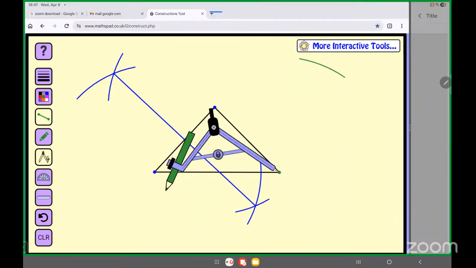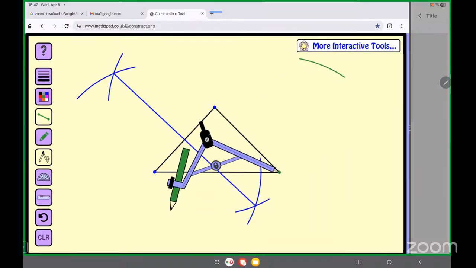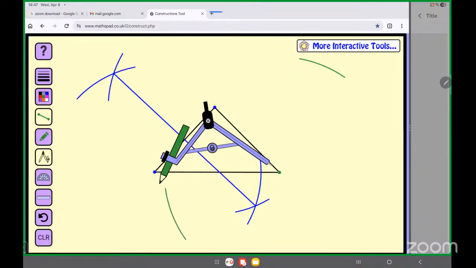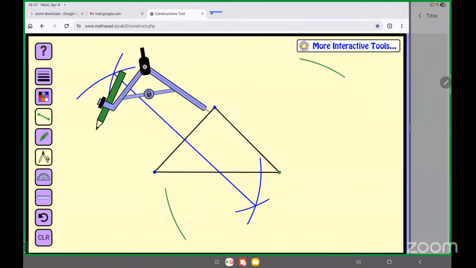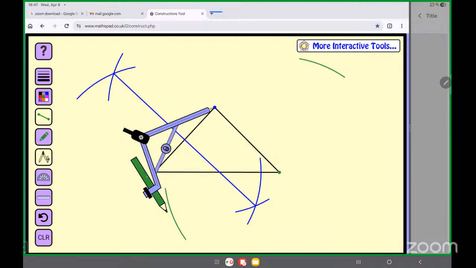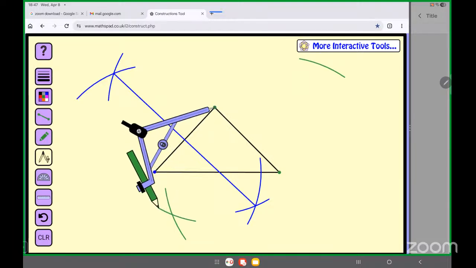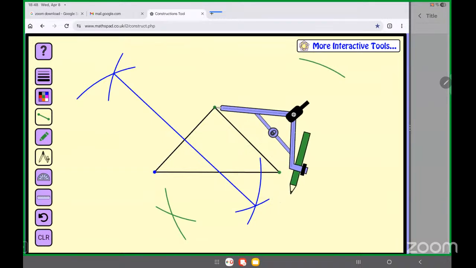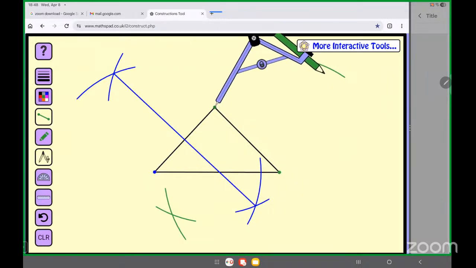Rotate around. Make an arc somewhere down here. Come to the other end of the line that you bisected. Rotate down. Cross that arc. Rotate around. And cross that first arc.